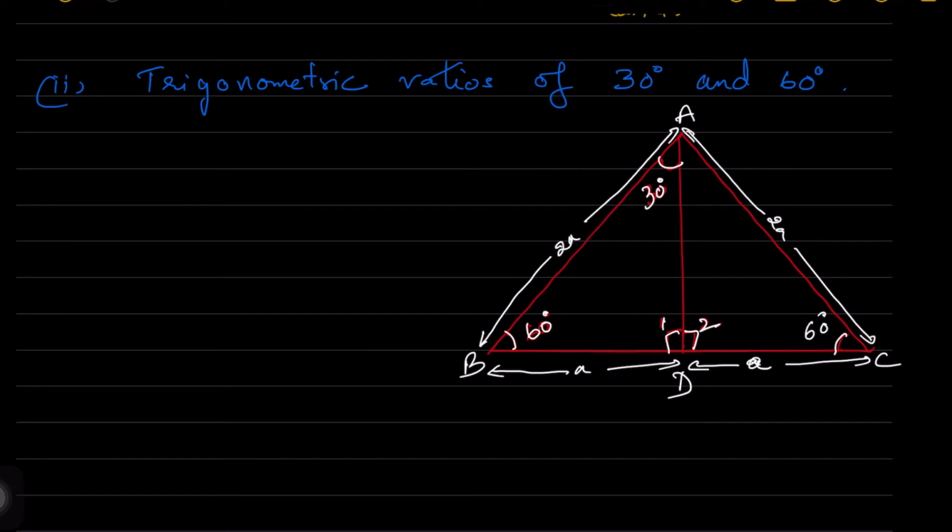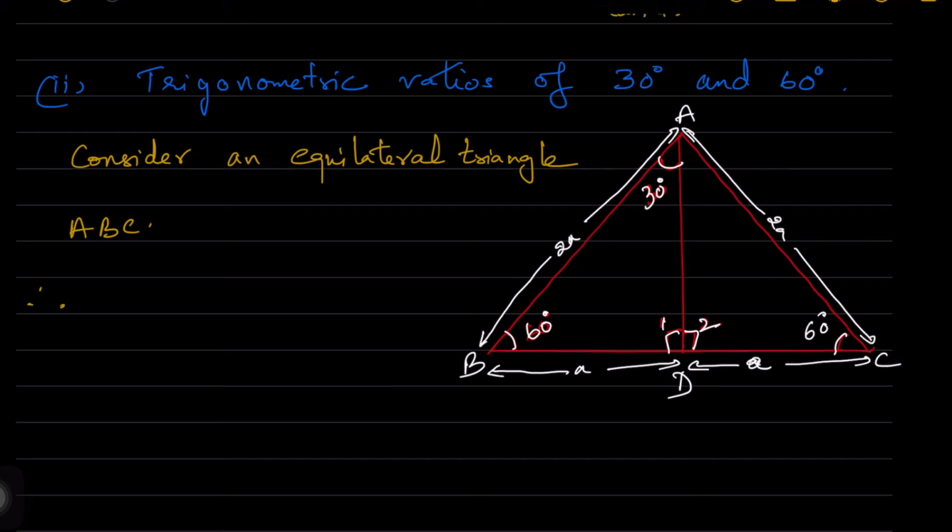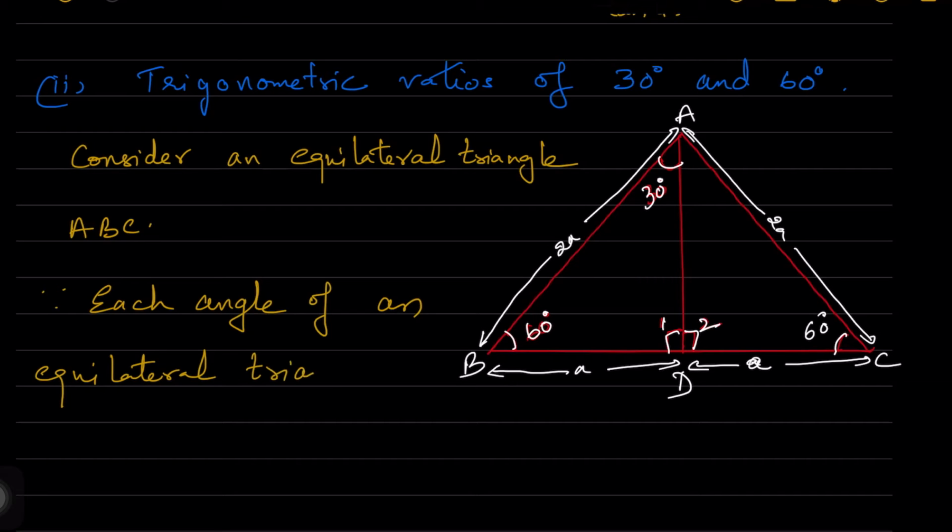So therefore consider an equilateral triangle. This is the triangle which we have. Now we will just consider an equilateral triangle ABC. Since each angle of an equilateral triangle is 60 degrees, angle A is equal to angle B is equal to angle C is equal to 60 degrees.